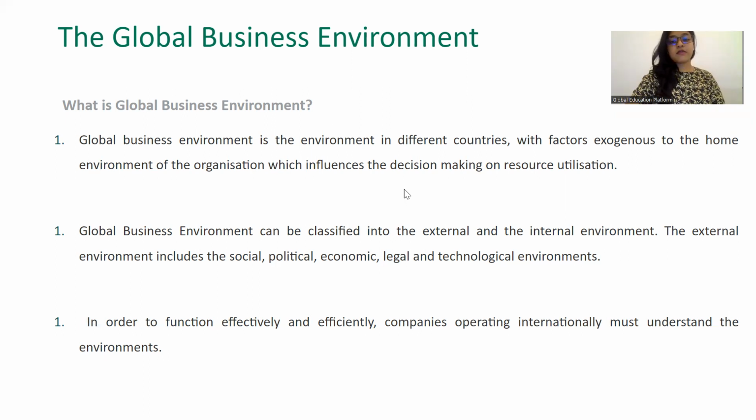Global business environment is the environment in different countries with factors exogenous to the home environment of the organization, which influences the decision making on resource utilization. So it's about how the resource utilization can take place considering the environment factors, because each environmental factor would differ from one country to another. Okay, so that is what we will be looking at when it comes to environment, because even foreign direct investment taking place is also as a result of the environment, because maybe the host country which they are moving into has a better political standard, or good resources, good technology, and so on and so forth.